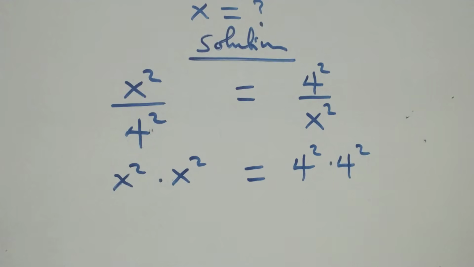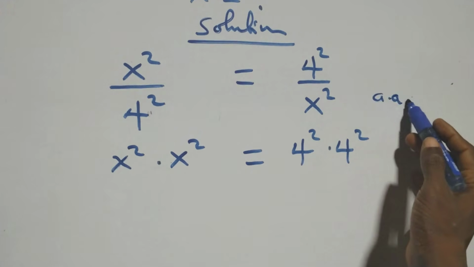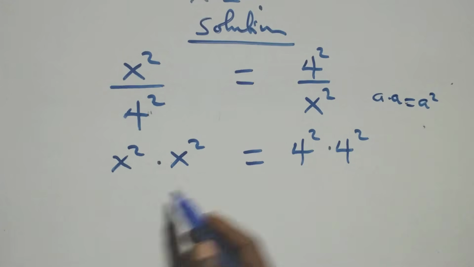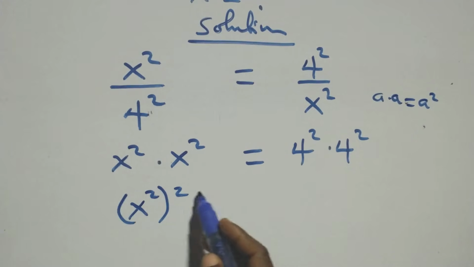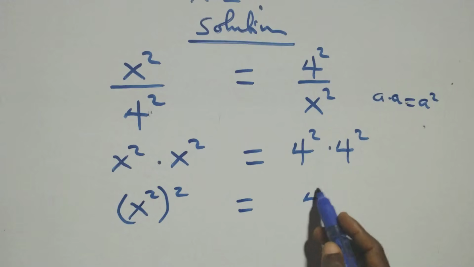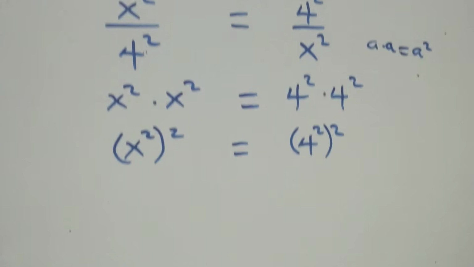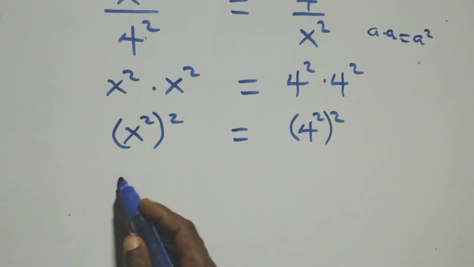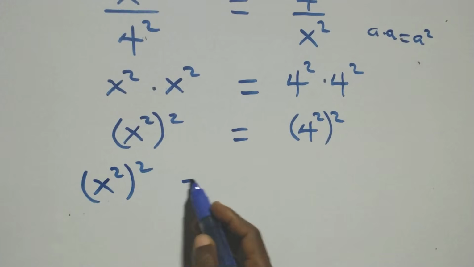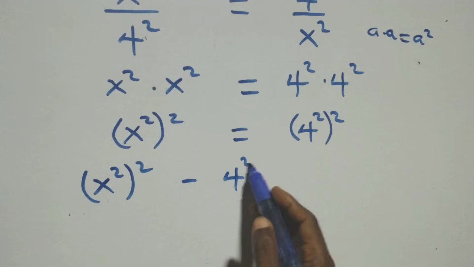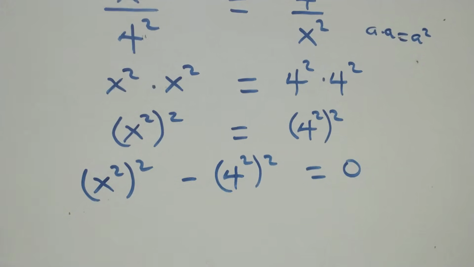The next step here, we also have same thing multiplying a times a equals to a square. That is, here we have x square or square equals to, also here we have 4 square or square. The next step here, we take the right hand side to the left hand side. This becomes x square or square minus 4 square or square, then equals to 0 here.